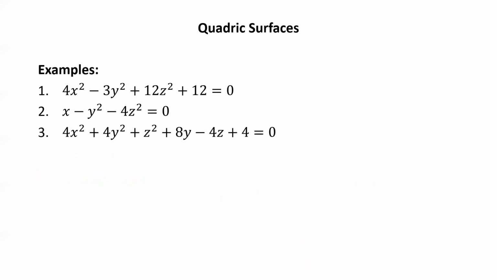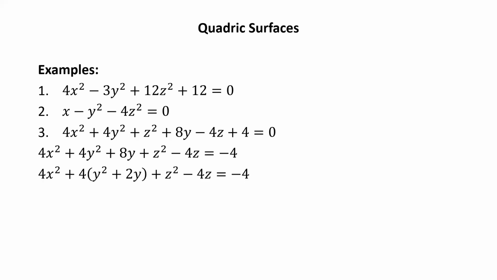Finally, we have 4x squared plus 4y squared plus z squared plus 8y minus 4z plus 4 equals 0. Notice that this one has a y term and a z term, which didn't appear in one of our 6 standard forms. In order to get this to look more like one of our standard forms, we're going to have to complete the square twice, once for y and once for z. So let's start by grouping the x's, the y's, and the z's together. Notice how I moved the 8y next to the 4y squared and the negative 4z next to the z squared, and I brought the 4 over to the other side of the equation as a negative 4.